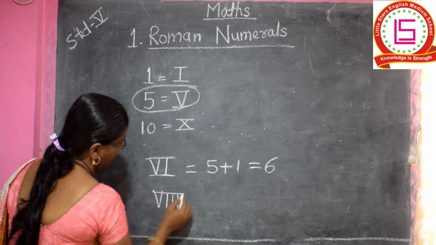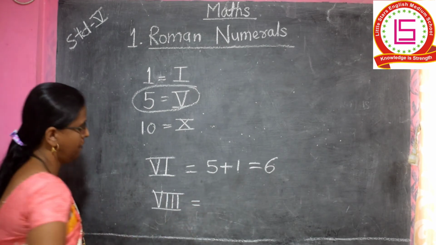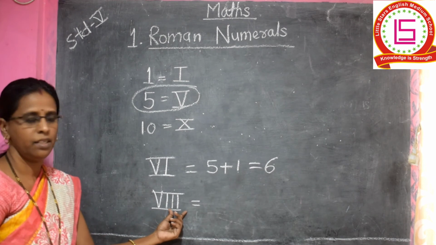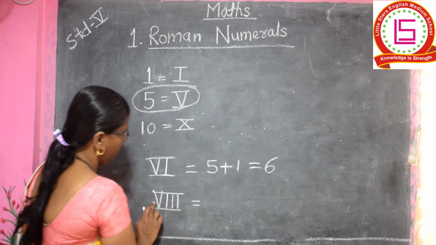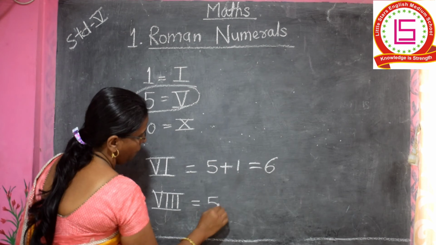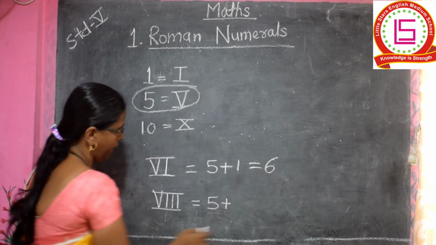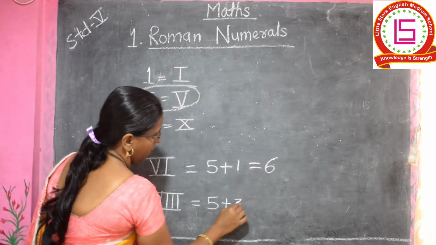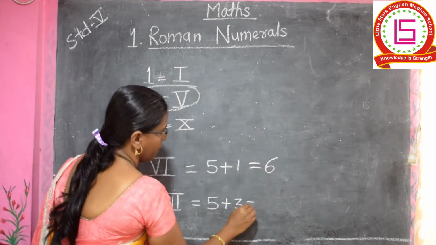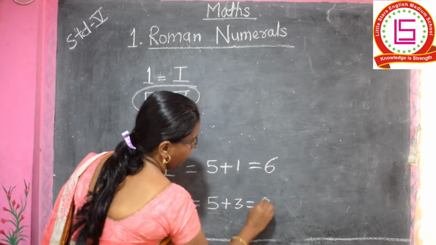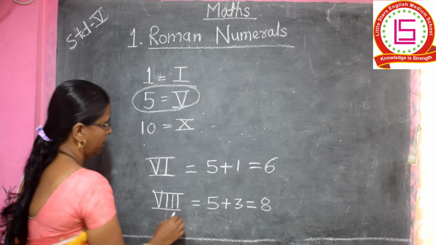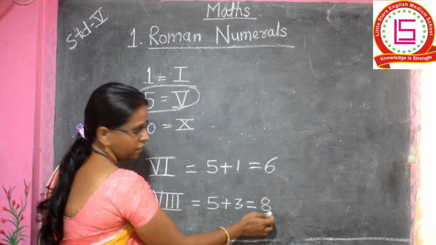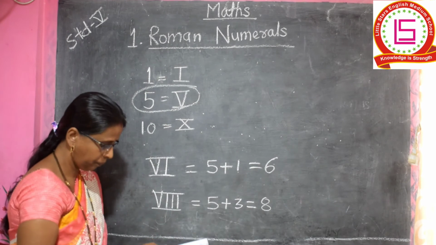If we write like this, V and 3 times I, okay? Then see here, V is equal to 5. Then how many times I? 1, 2, 3. That means 3. 5 plus 3 is equal to 8. This symbol represents 8. Okay.